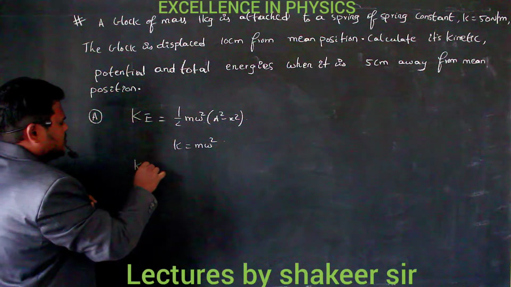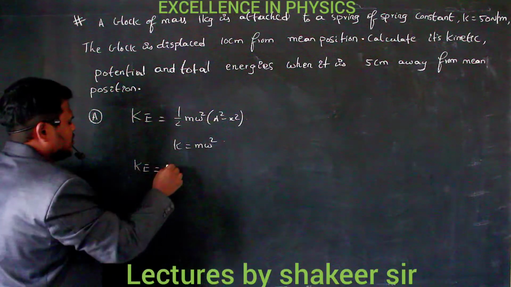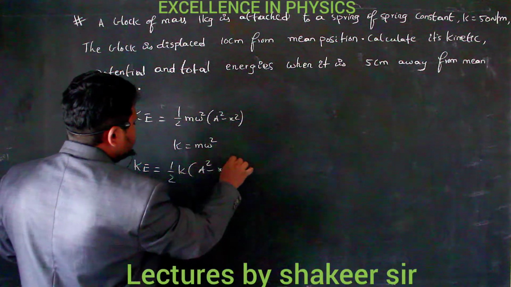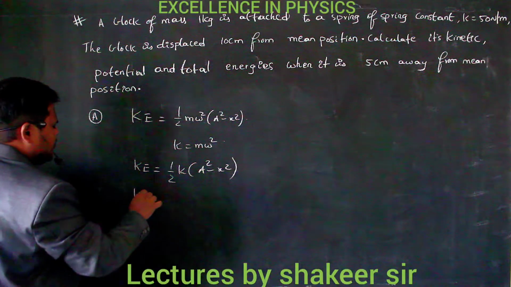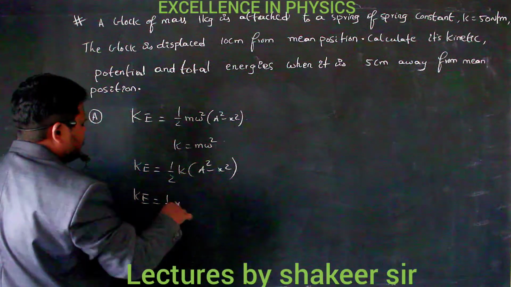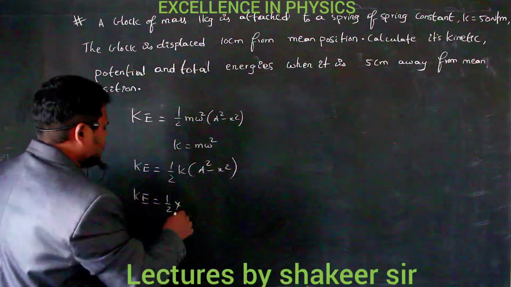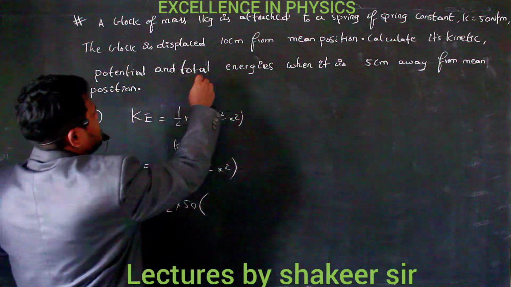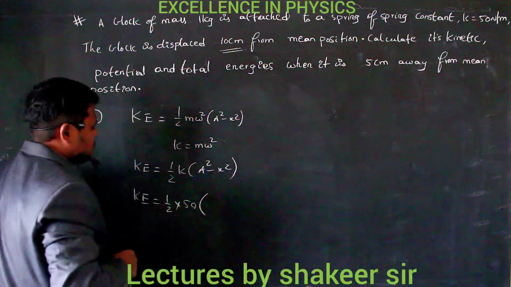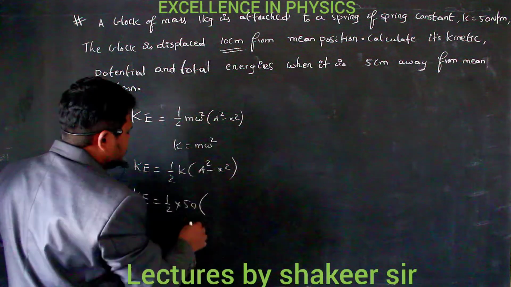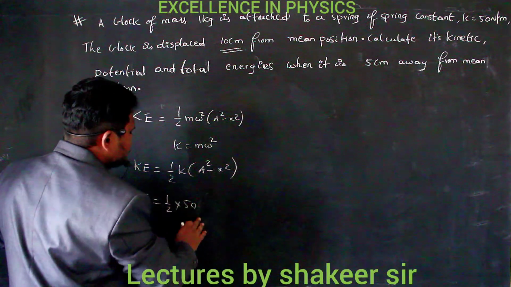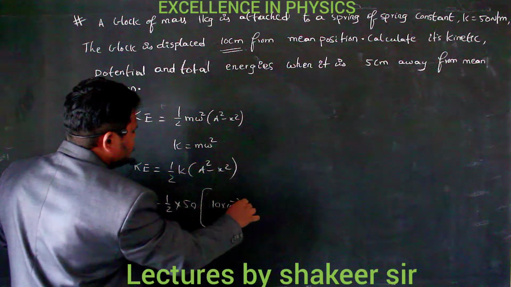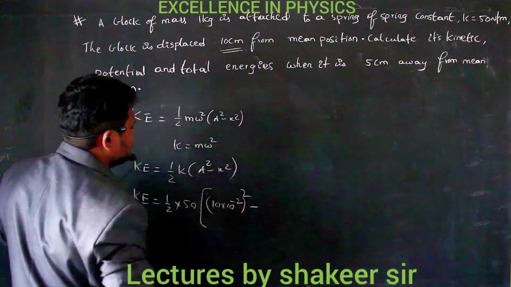Already we have discussed this one. So if I substitute instead of m omega square the k value, then I can write half k into a square minus x square. Clear? So kinetic energy is equal to half into k value, which is 50. A is amplitude, the maximum displacement from the mean position. It is given in centimeters, so I will write in terms of meters. So a square is 10 into 10 power minus 2 whole square, minus x square.